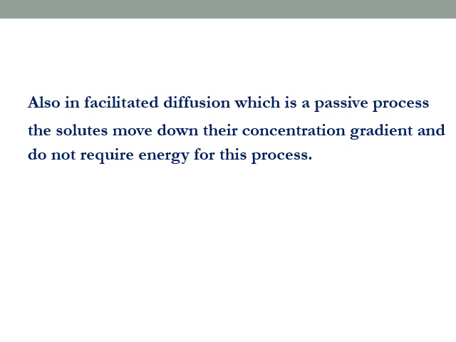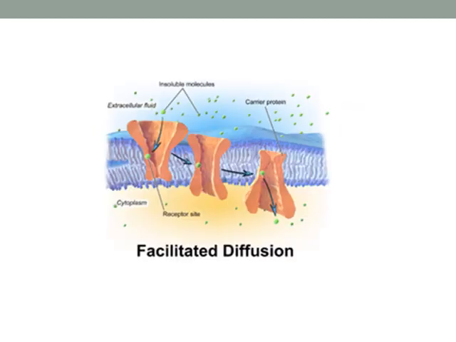أي من المناطق ذات التركيز العالي إلى المناطق ذات التركيز الواطئ and do not require energy for this process. This picture shows the large insoluble molecules outside of the cell and the carrier protein. The large insoluble molecules will bind with a receptor on the carrier protein and move through the plasma membrane.